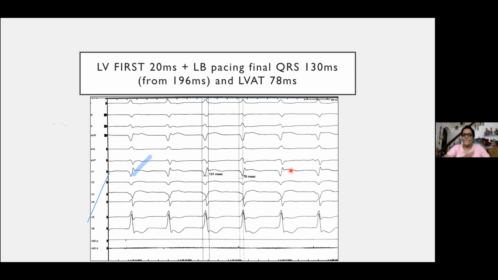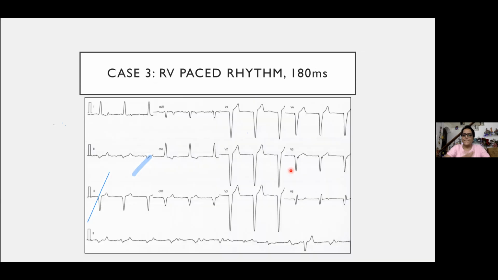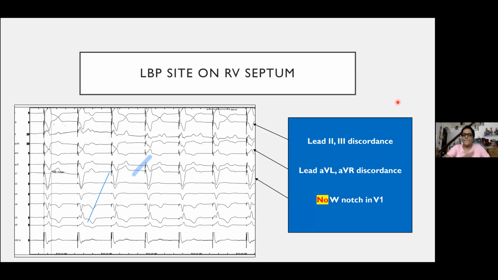So this is a beautiful result in a patient in whom we were just not getting anything, and we were also not getting a traditional position of left bundle. Now, this is another case. This is a case of an RV paced rhythm with a 180 millisecond QRS duration. So I'll just run through this.